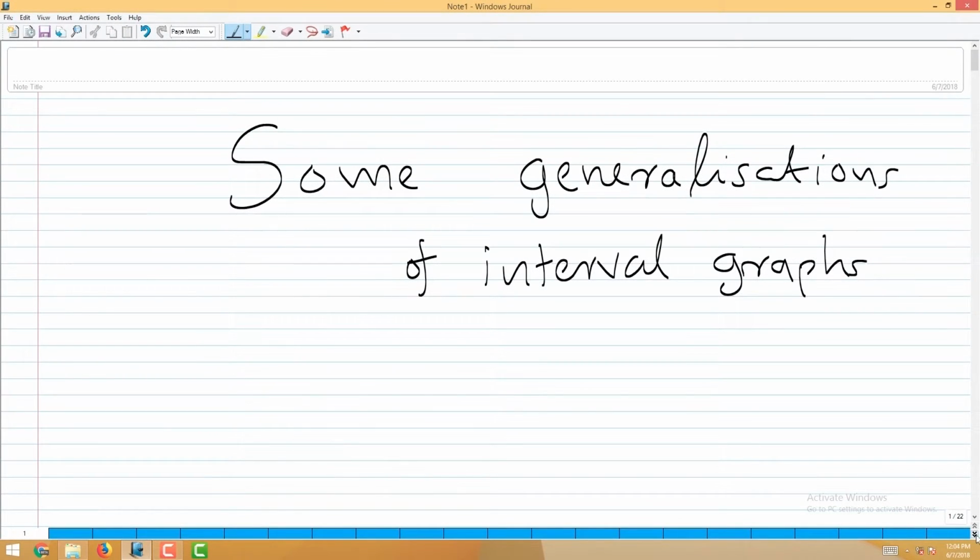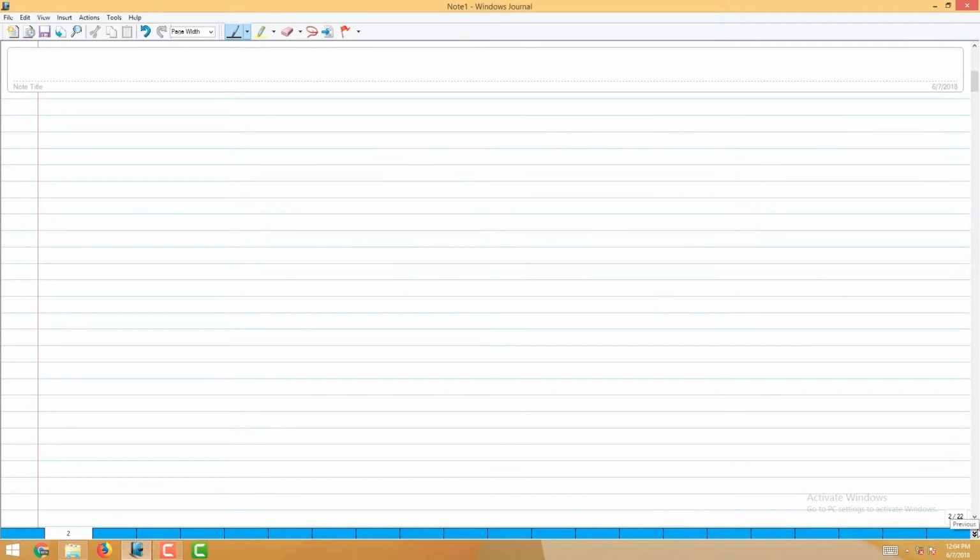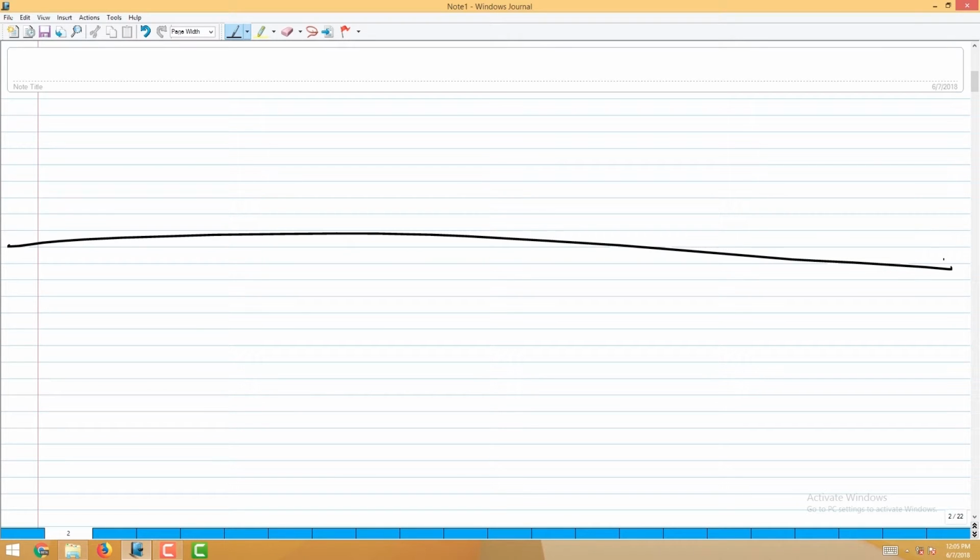So, starting from interval graphs, we were considering some generalizations, for instance, circular arc graphs in the last class. Now I will tell you about some other parameter, which comes from the attempts to generalize interval graphs further to higher dimensions. Interval graphs are the intersection graphs of intervals on the real line.